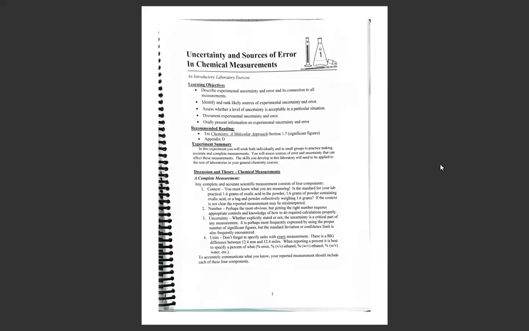So our first lab is with uncertainty and sources of error in chemical measurements. Just a disclaimer, this is from the 2017 Chemistry 1A lab manual. The information is very similar to the 2023 version. However, there may be a little bit of differences, but refer to what you have in front of you. This will still be able to give you a good guide on how to approach this lab.